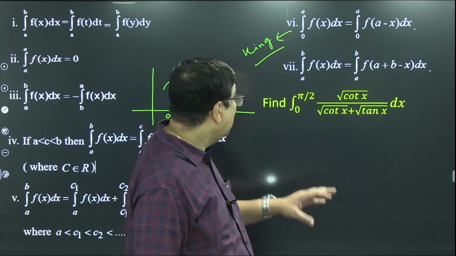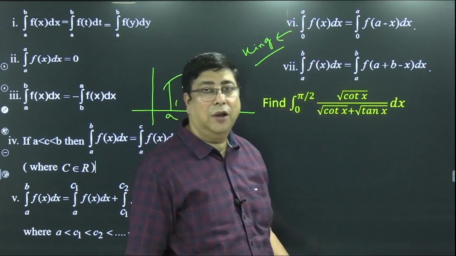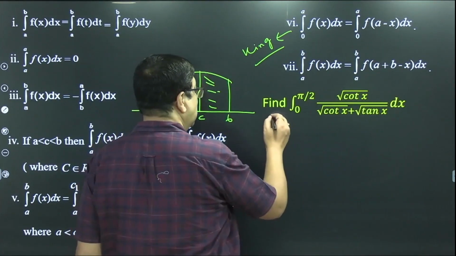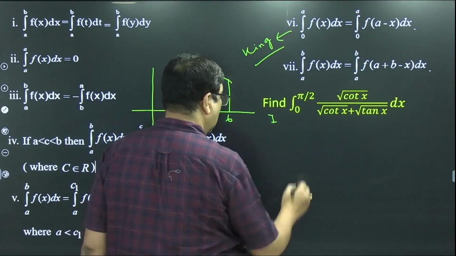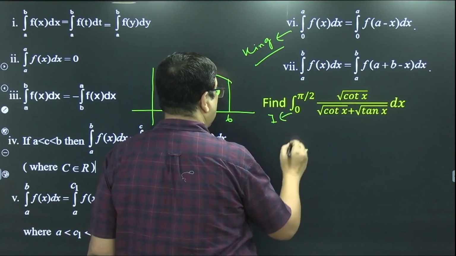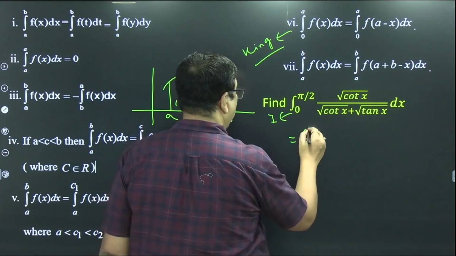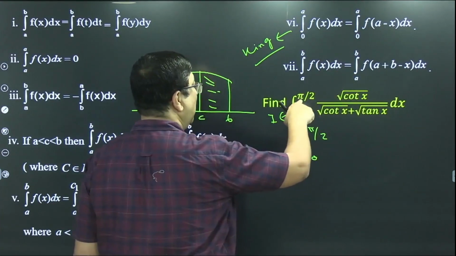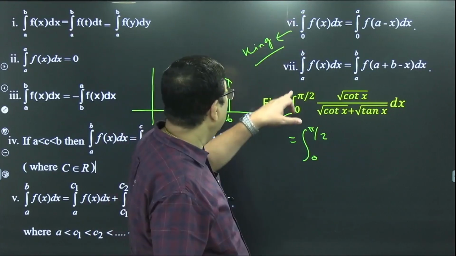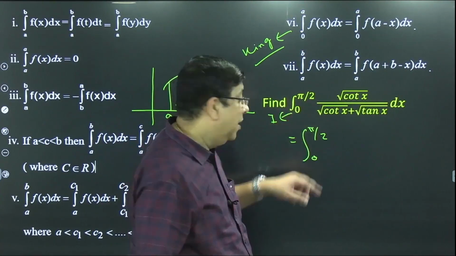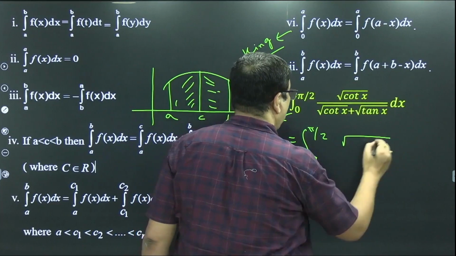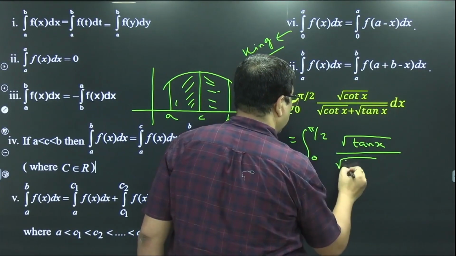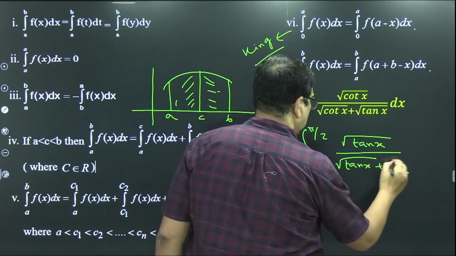So one example I am showing you because it is extremely important. Just one application of the king property. Suppose this value is I. Therefore I am applying the king property. In this case a is pi by 2, so we replace x by pi by 2 minus x. Therefore we can write root over cot of pi by 2 minus x as root over tan x in the denominator; cot becomes tan, tan becomes cot.